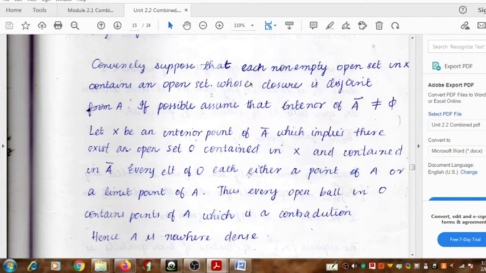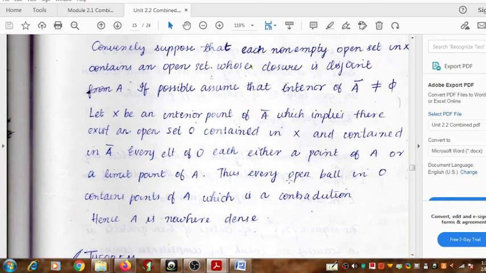That each element is either a point of A, because the closure of A contains all the elements of A and also all the limit points of A. Since O is contained in the closure of A, every element of O must be either a point of A or a limit point of A. It's either a point of A or it's a limit point of A.